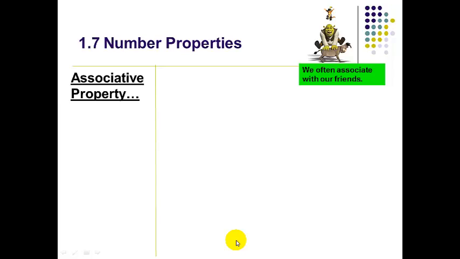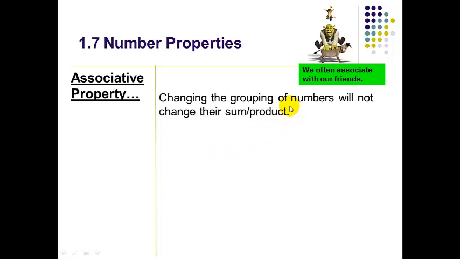The next one is our associative property. Looking up in that top corner, we often associate with our friends. Sometimes I hang out with my friends from work, sometimes with my running friends, sometimes with my duck friends. I am changing the group that I'm associating with. Changing the grouping of a sum or a product is going to give you the same answer.